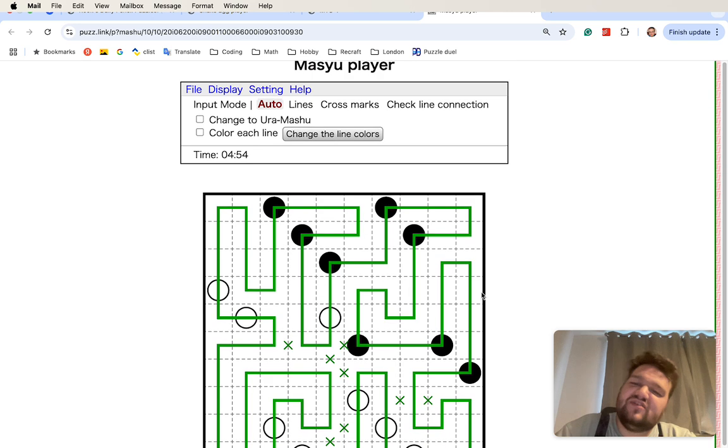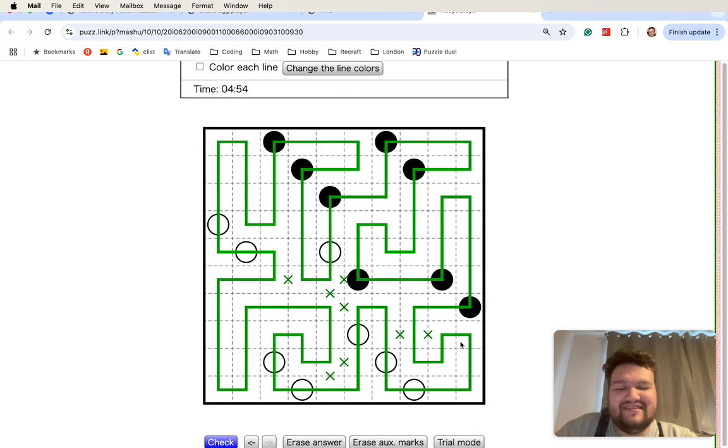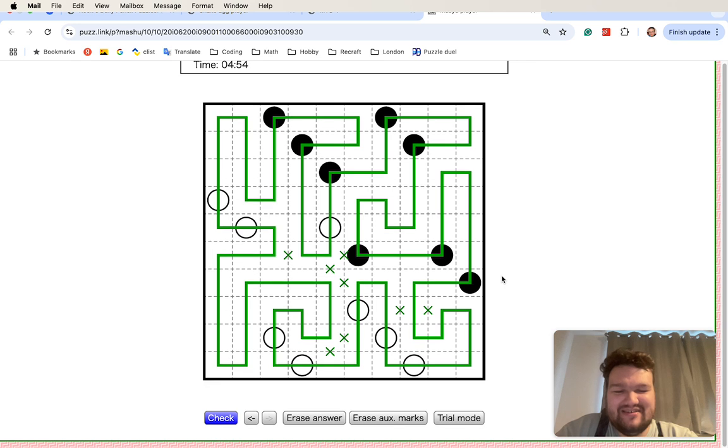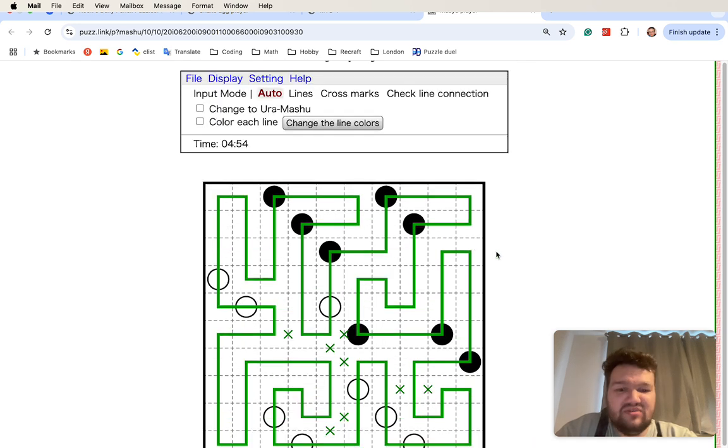Okay, this one wasn't much harder. Still pretty easy. But still a nice puzzle.